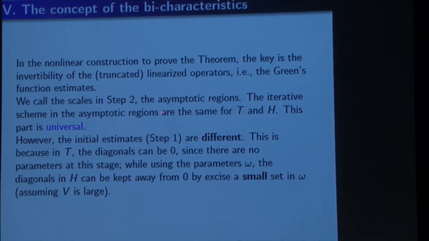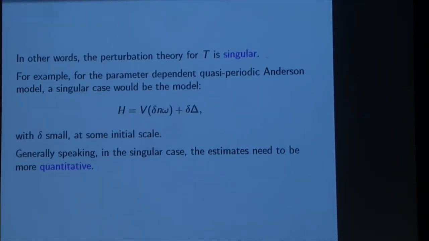So, okay, the first step is very different. This is because in T, the diagonals can be 0. Since there are no parameters at this stage, while using the parameters omega, the diagonals in H can be kept away from 0 by taking away a small set of omega. So, in other words, what I want to say is that the perturbation theory for T is singular.